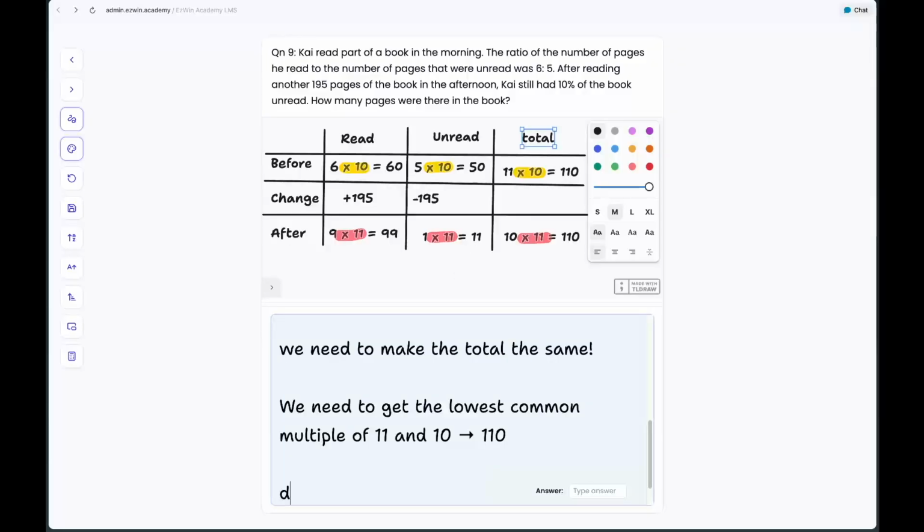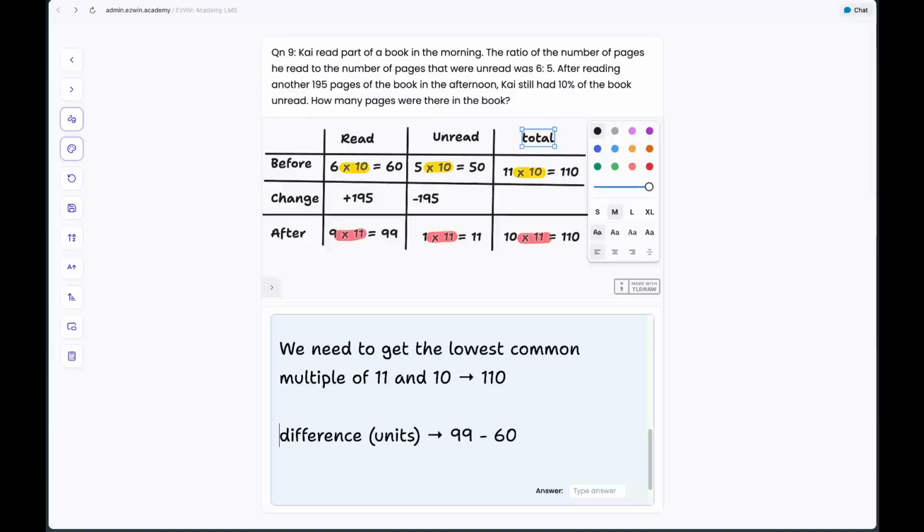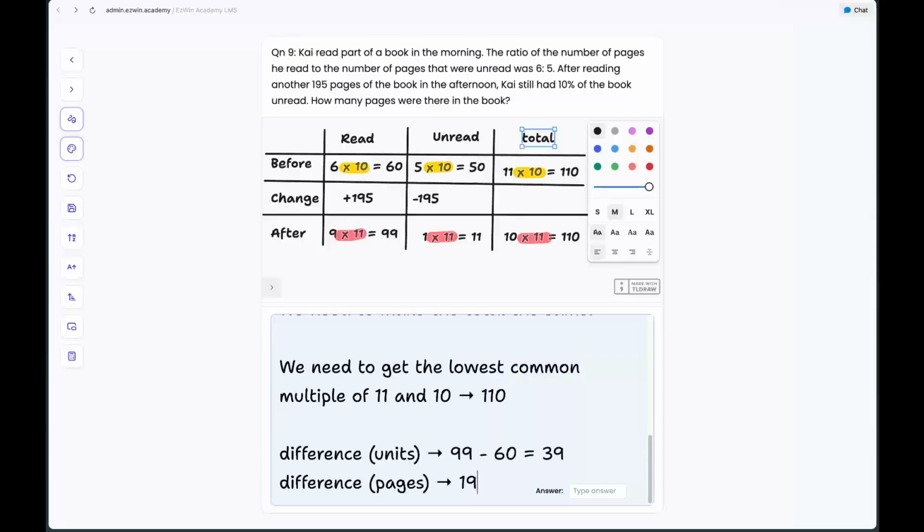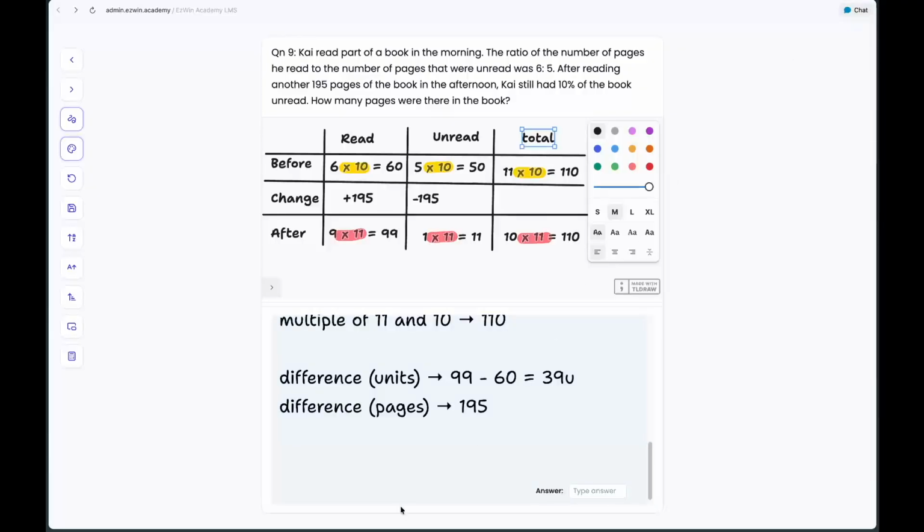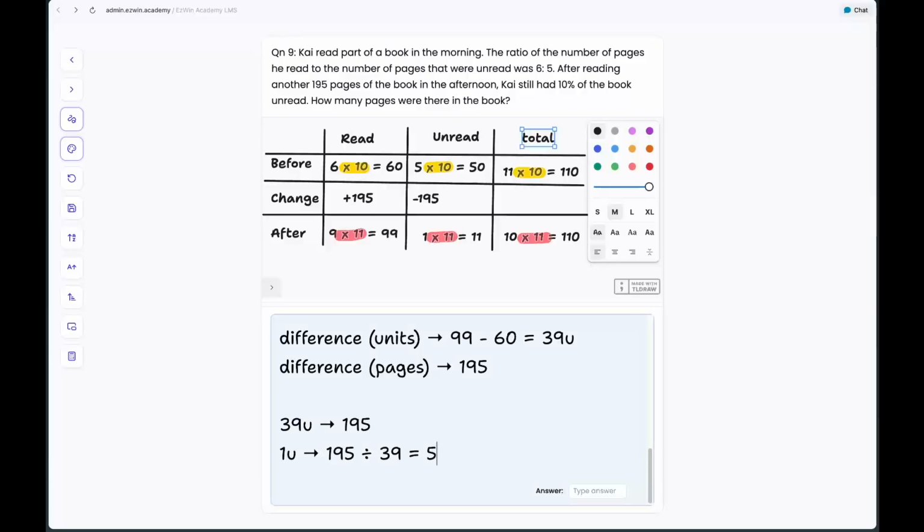Therefore, the difference in units will be equal to 99 minus 60, and this will give us 39. And the difference in pages will then be 195. Therefore, we have 39 units is to 195. That means 1 unit will be 195 divided by 39, which is 5. And lastly, how many pages were there in the book? That means the 110 units, which is the total, will be equal to 110 times 5. And this will give us 550 pages.